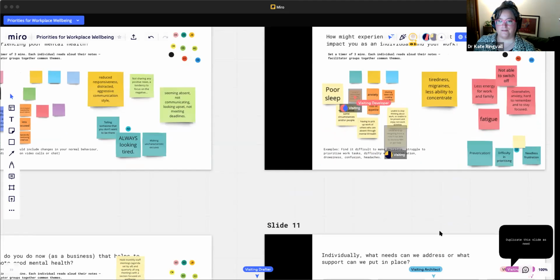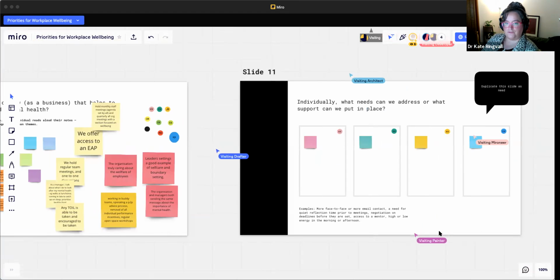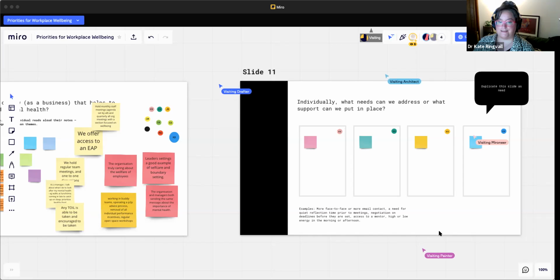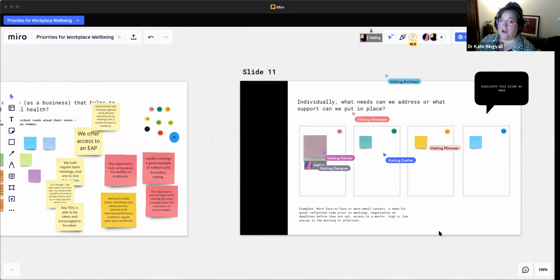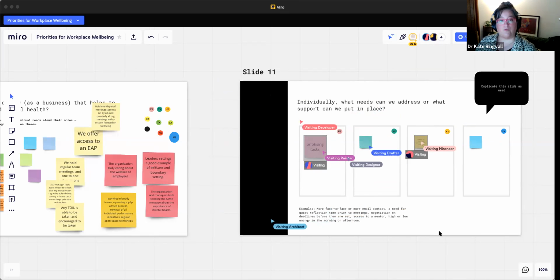Okay, so once again, this is an individual one. Individually, what needs can we address, or what support can we put in place? You've answered all those other questions previously. So individually, what needs can we address, or what support can we put in place? Examples of that are more face-to-face or more email contact, a need for quiet reflection time prior to meetings, negotiation on deadlines before they are set, access to a mentor, a high or low energy in the morning or afternoon.